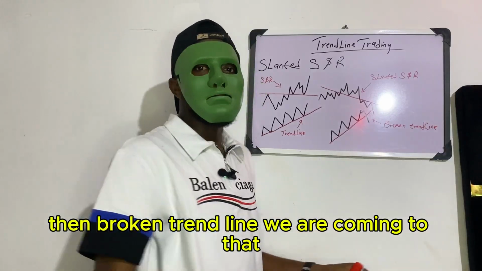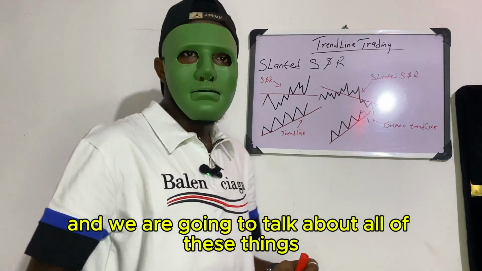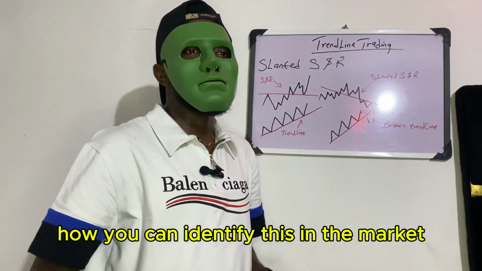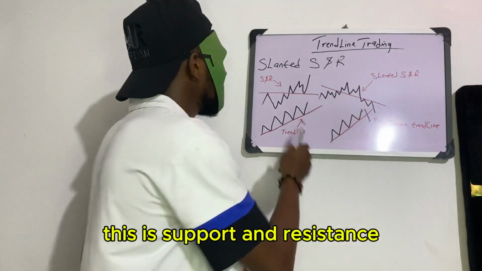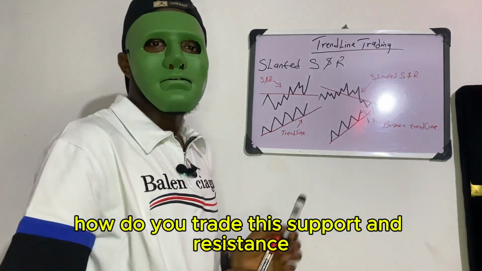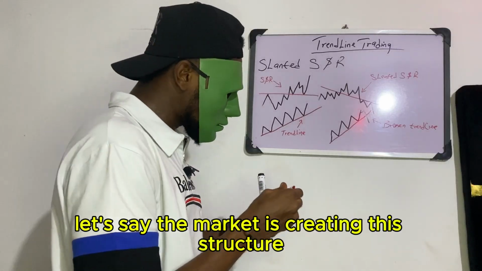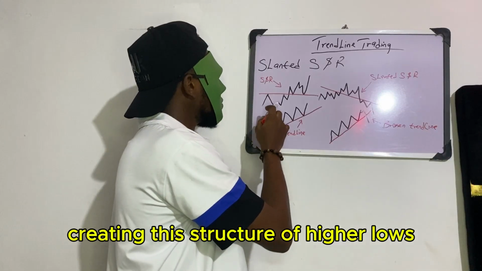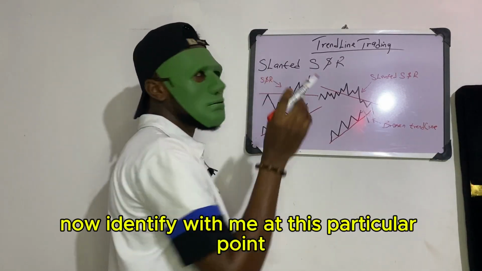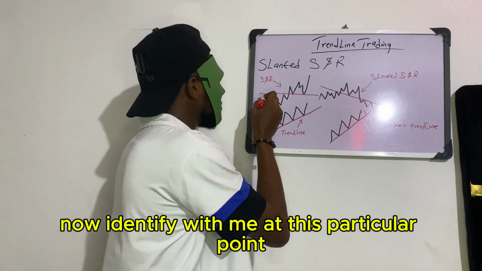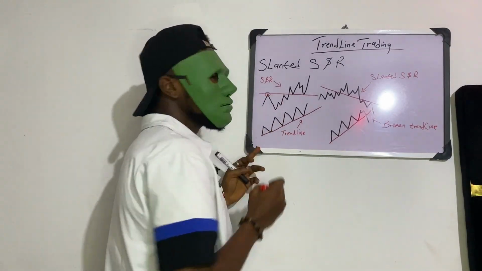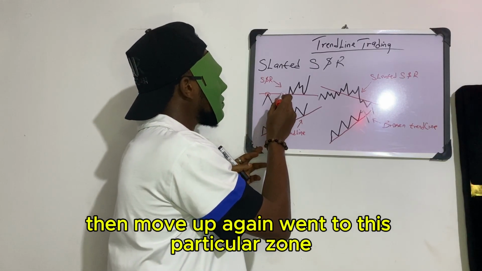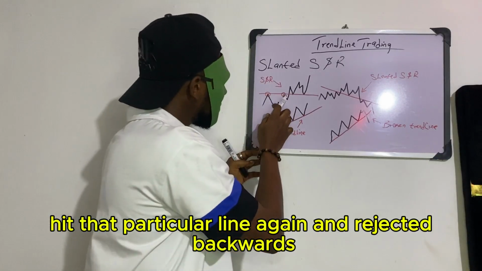Then broken trend line, we are coming to that, and we're going to talk about all of these things one after the other. Now, I'm going to teach you how you can identify this in the market and how you can trade it. Number one, this is support and resistance. How do you trade this support and resistance? Let's say the market is creating this structure of higher lows, higher highs, and it gets to this point. Now, identify with me. At this particular point, the market rejected. The market hit that particular zone and rejected, then moved up again, went to this particular zone, hit that particular line again, and rejected backwards.